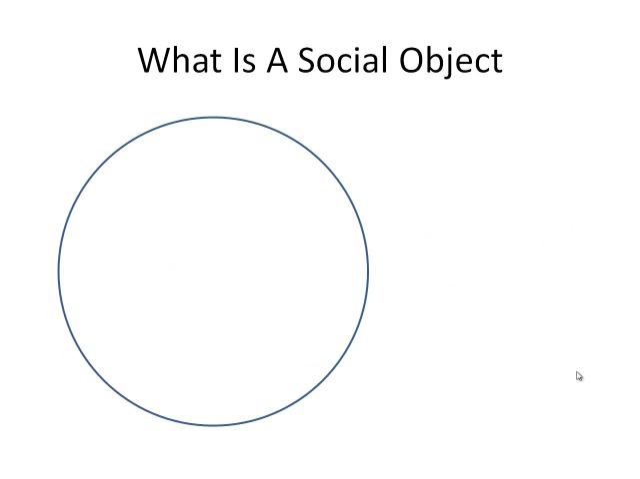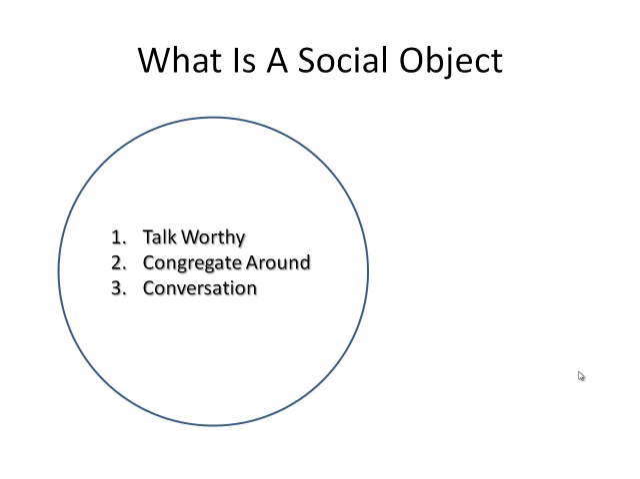Okay. So let's define a social object. All right. So first thing is a social object is talk-worthy. What that means is people want to tell other people about this social object. And I'm going to give you an example of a really good social object here in just a minute. Number two is people want to congregate around this social object. They want to be around the people that make up the community around the social object because they feel in one with them. And their conversation is, people want to converse with other people, right?